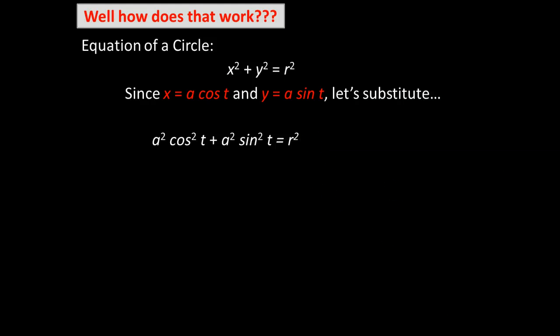And then over on the left, let's factor out that a squared. So we get a squared times cosine squared of t plus sine squared of t is equal to the radius squared. And then cosine squared of t plus sine squared of t, that should be familiar to you. Hopefully you're remembering that that's one of our trig identities. And that trig identity is that cosine squared plus sine squared is equal to 1. So that changes to simply a squared times 1 is equal to the radius squared, which means a squared is the same as the radius squared, and therefore a is the radius of the circle. Pretty cool, huh?